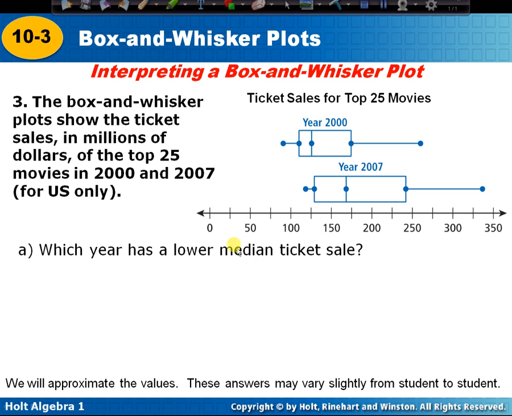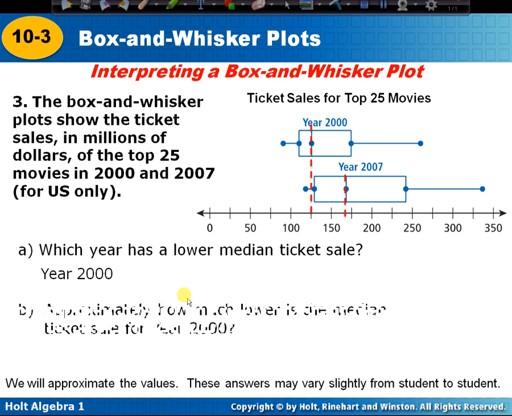So again, we're looking for the median or the middle. That would be our Q2. So we're going to look and say, okay, which one has the lowest? If I'm looking, year 2000 is right here at 125, and then my 2007 is right here. So my lowest one is in 2000. So we're going to say year 2000 for this one.